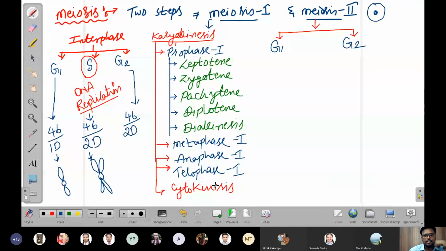In mitosis, metaphase we already discussed, anaphase we already discussed, telophase we already discussed. What is happening in the metaphase? The chromosomes are getting separated, right? Anaphase, the chromosomes are moving towards the respective poles. Telophase, the two nuclei are formed, right? So here, what will happen? After the cytokinesis of meiosis 1, in the beginning of meiosis 2, the cell produced from meiosis 1 contains how many chromosomes? 23 chromosomes, and how many DNAs?